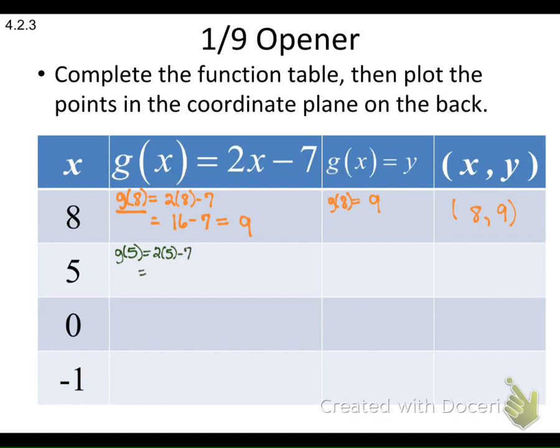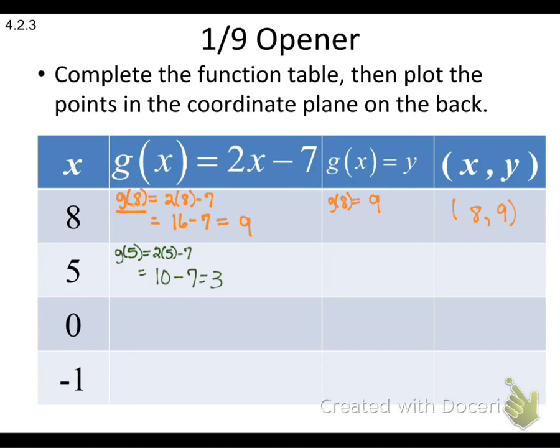So where do I start here? I'm going to go with Kaylon because he raised his hand. But I'm going to come back to you. So Kaylon? You start with your 5 and your 2. Okay, which equals? 10. And then I bring down my minus 7, which equals? 3.